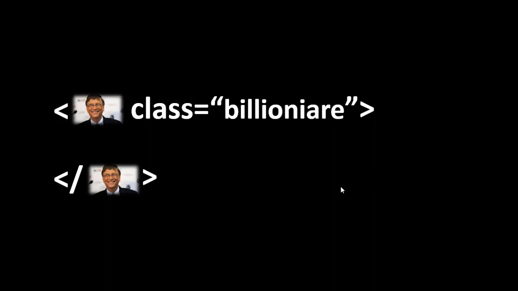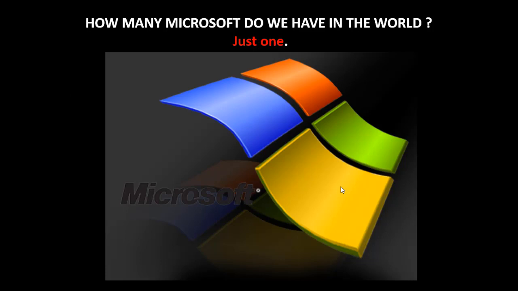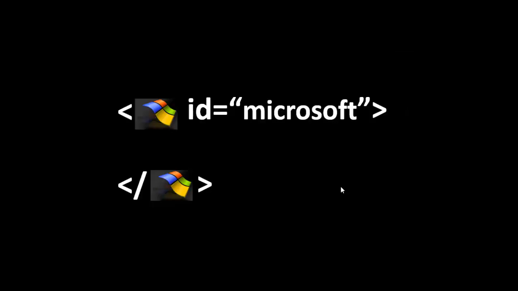So that takes us to another attribute. To tell you about this one, let me ask you this question. How many Microsoft do we have in the whole world? Just one. So Microsoft is unique and it refers to just a company. That is, it is an identity of a company. Microsoft in this case is an ID because it is unique and refers to just a company.